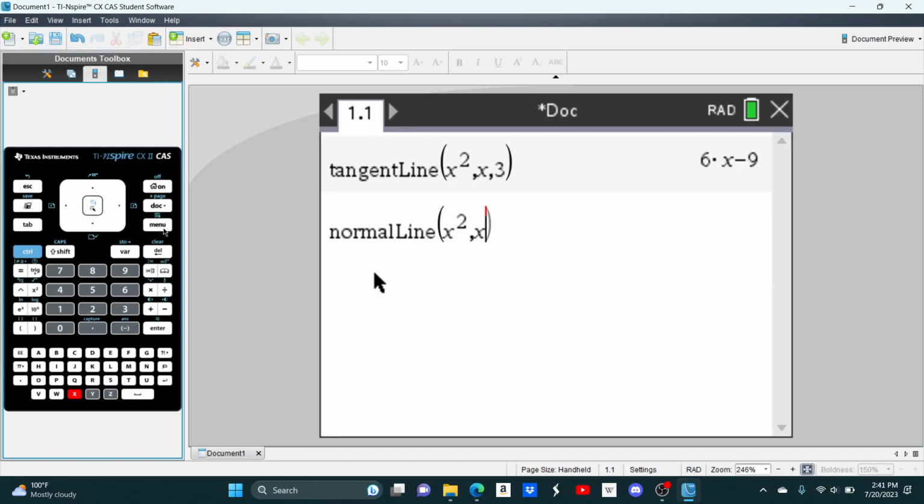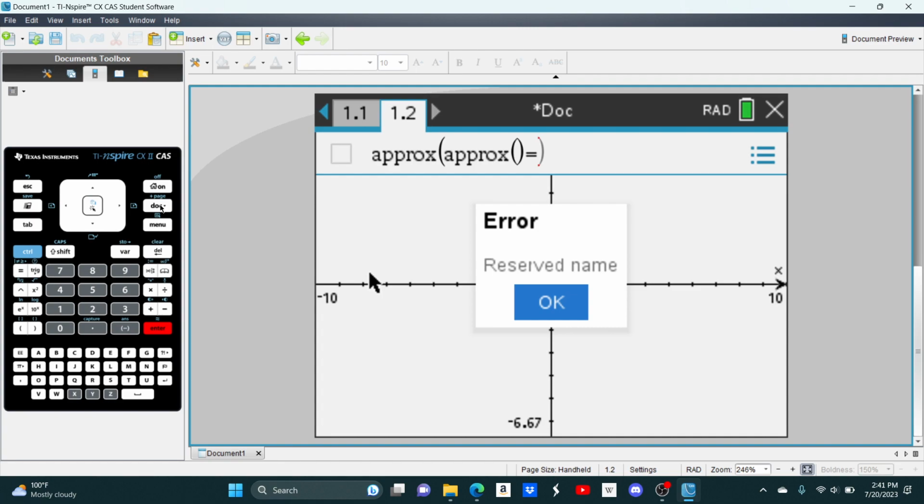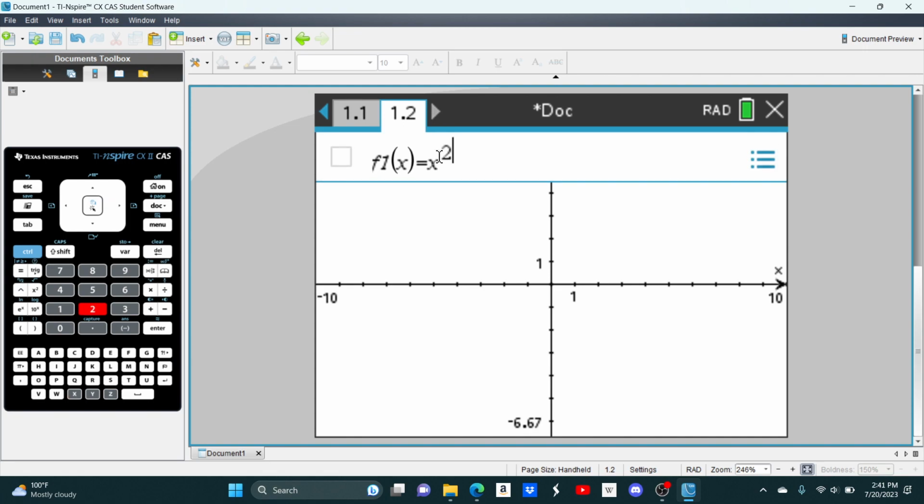So the normal line is exactly the same. You just do x squared comma x comma 3, and that is the equation of the perpendicular line. In fact, I'm actually going to graph these. So this is x squared.